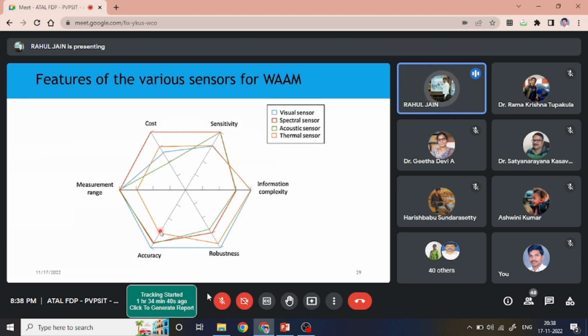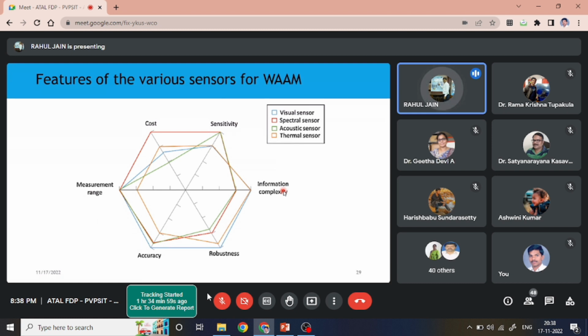Whether they are interested to do microstructure analysis or not. If yes, then what kind of information do you want? Based on this objective, you need to decide what kind of sensor you want to use, right? Whether you want to only use an acoustic sensor, only visual, only thermal, or a combination of them all.